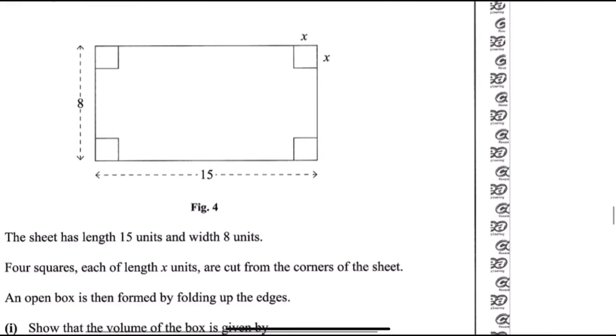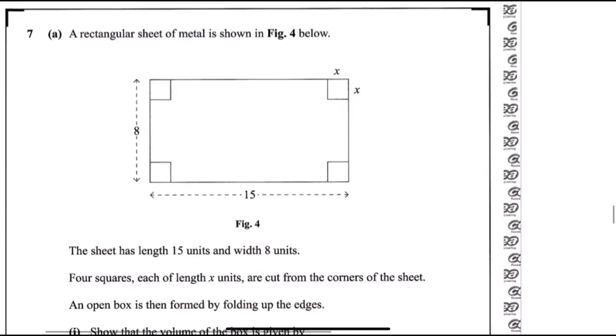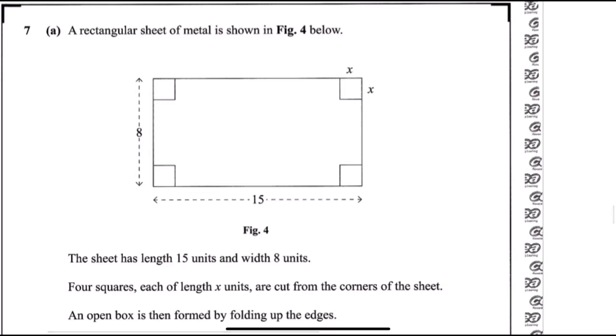Right, lovely question here. We've got a rectangular sheet of metal is shown, and it says the sheet has a length of 15 units and 8 wide. 4 squares are cut out from the corners, and the box is then formed by folding up the edges. So if you can imagine, this length here from here to here is going to now be 15 minus 2x. This length from here to here would be 8 minus 2x, and then it's going to have a bit of a vertical height.